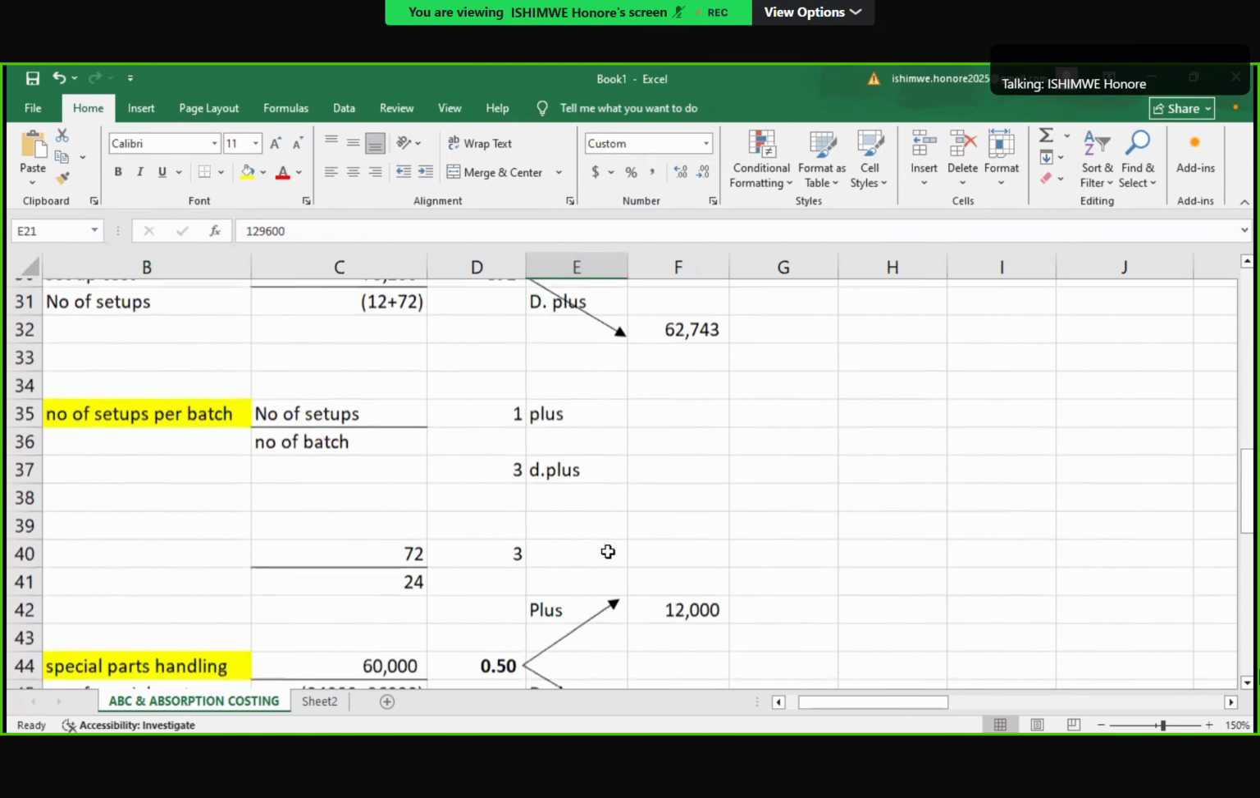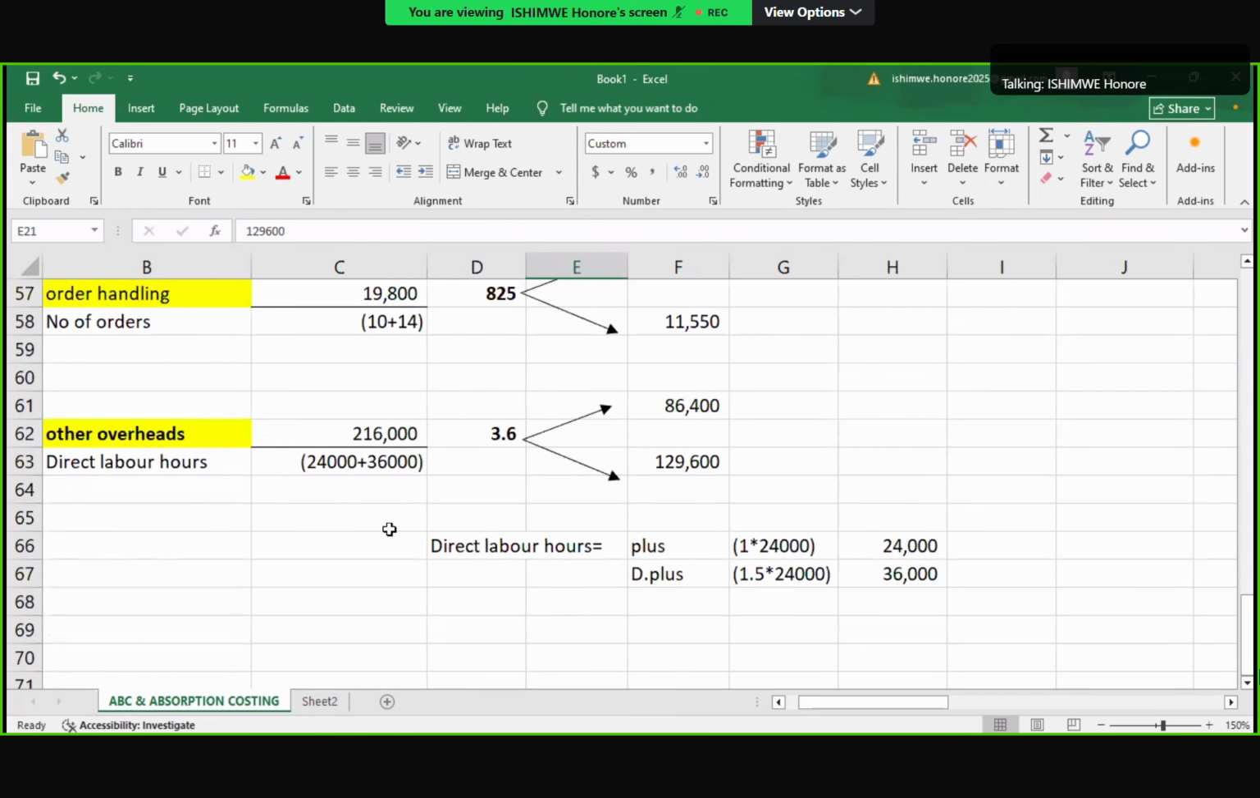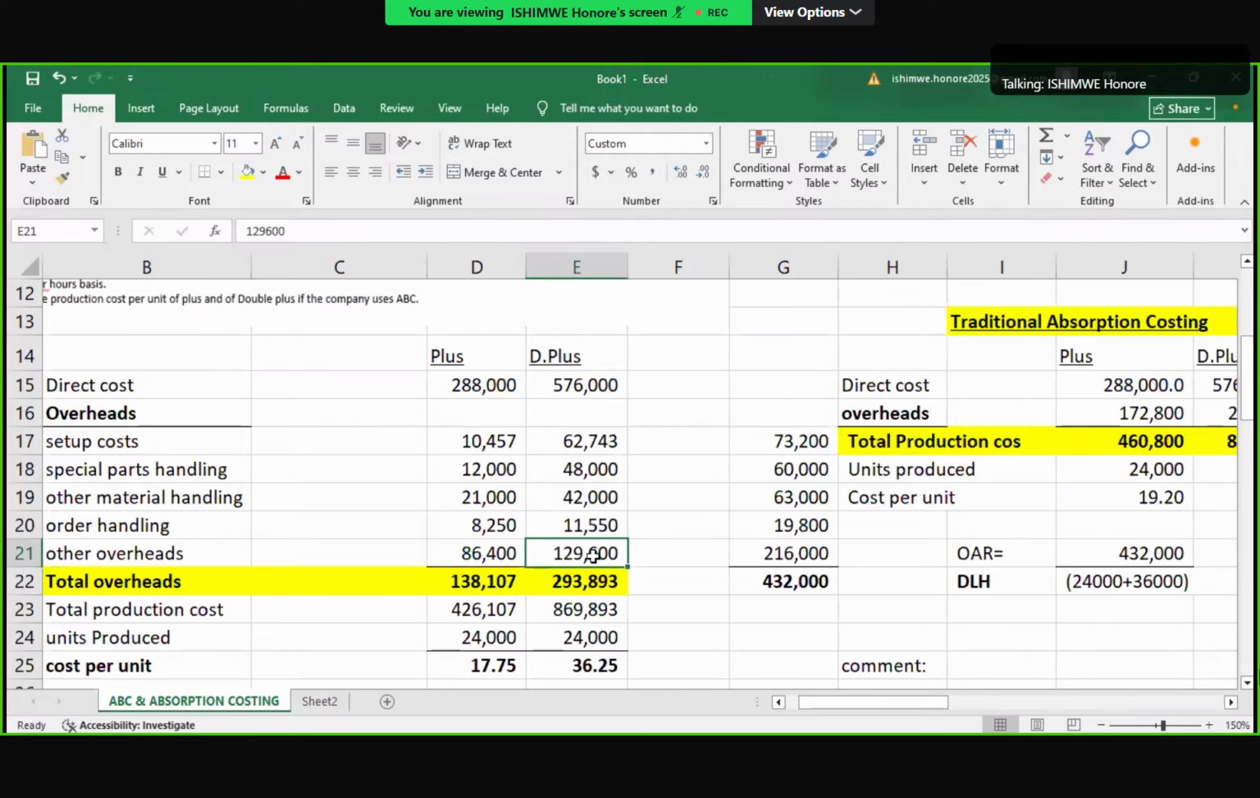When you look at other overheads, where we computed it, you see that other overheads for plus, if it is 36,000 labor hours, we can know the reason why the total cost is so high. The reason that gave 129, this is the reason that gave 62, you can know what caused it. Yes, everything, we can know what the causes of it are.